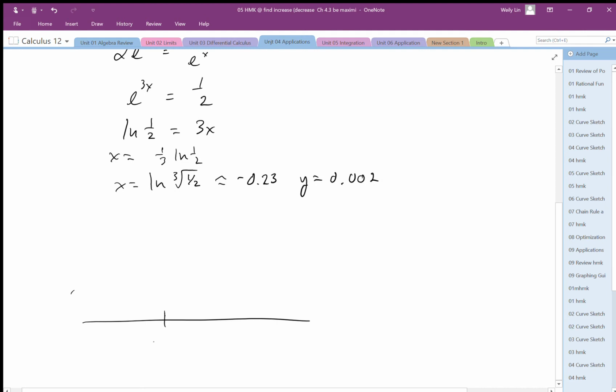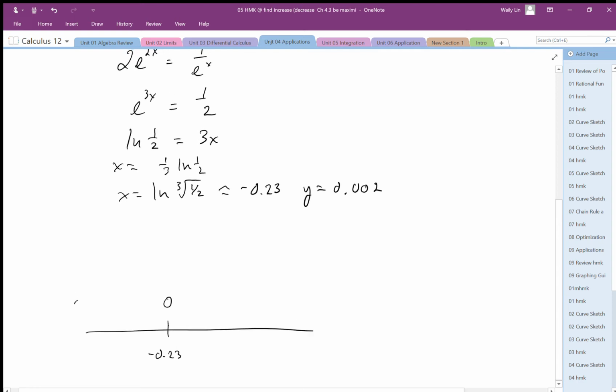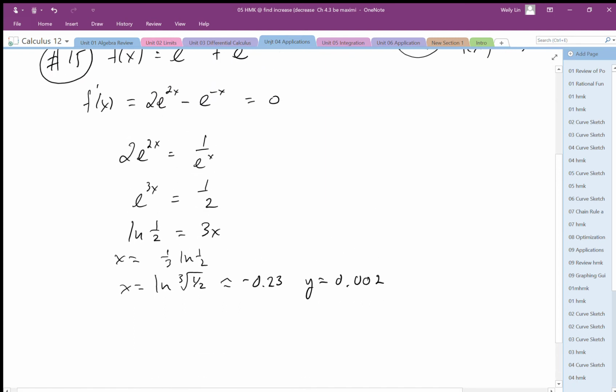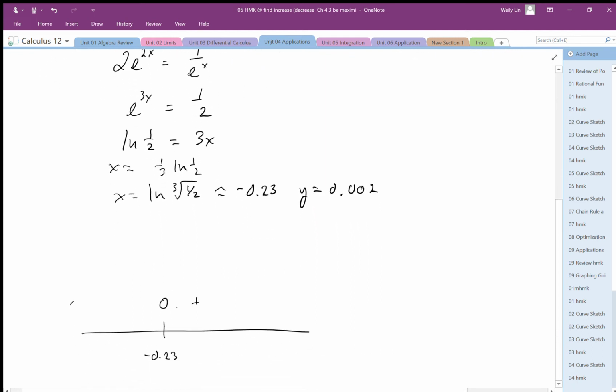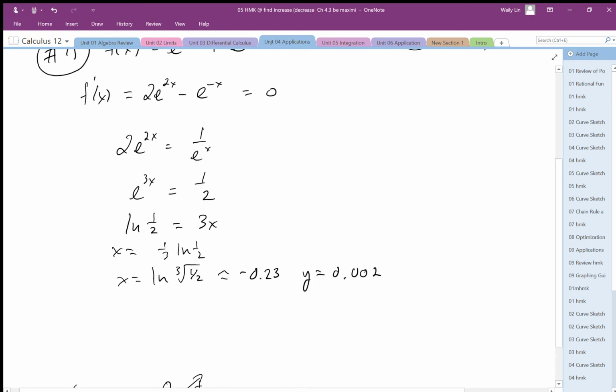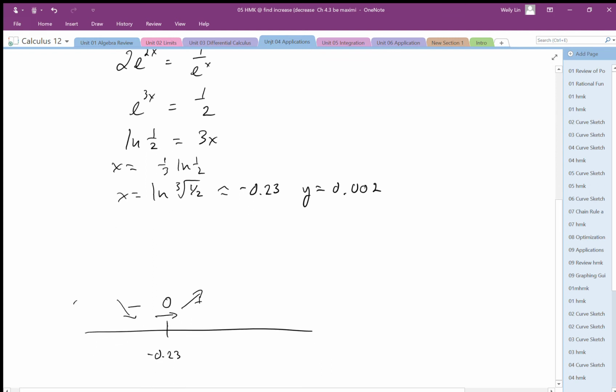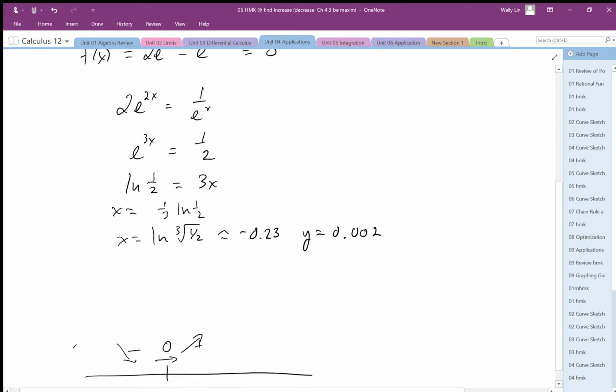I have at negative 0.23, I have a 0. If I test the slopes on both sides, okay, if I test, in fact, I'm just going to choose 0. I'm going to end up with positive. Okay, so it's going up in this direction. Okay, if I choose negative 1, I'm going to end up with negative 2 divided by e squared minus e, so I'm going to end up with a negative value here. So it's going to be going down like that. So there's my min point on that graph.